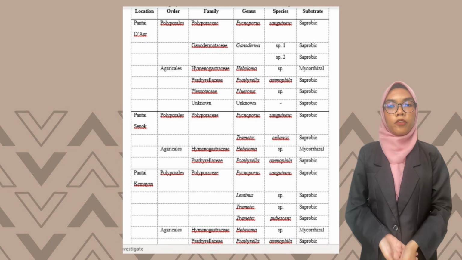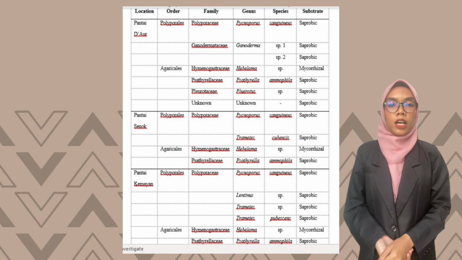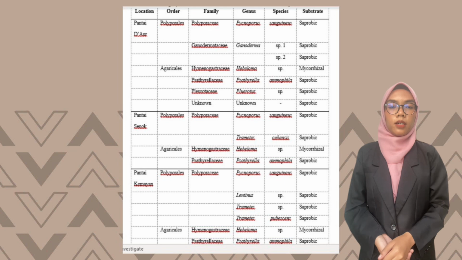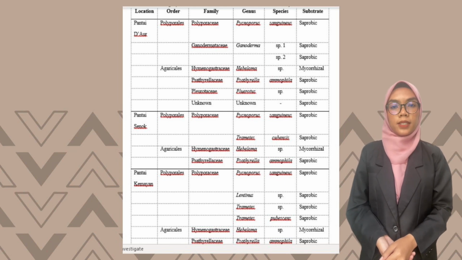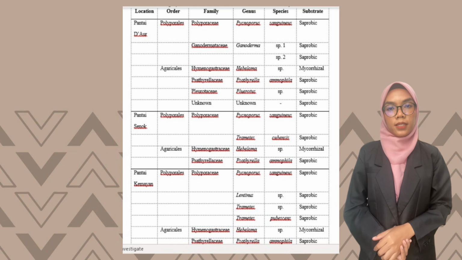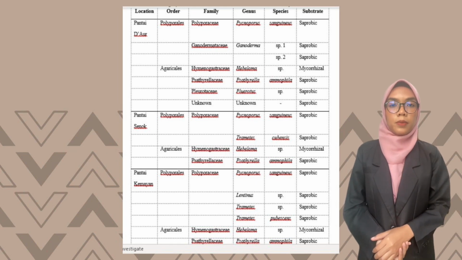Only 70 macrofungal specimens were collected at the 3 sites in Bachok: Pantai Diaur with 7 specimens, Pantai Senok 4 specimens, and Pantai Kemayan 6 specimens. With respect to macrofungal species, a total of 10 species were successfully identified, which were Pycnoporus sanguineus, Hebeloma species, Xerula ammophila, Ganoderma species 1, Ganoderma species 2, Pleurotus species, Tremetes cubensis, Lentinus species, Trametes species, Trametes pubescens. Only 1 species could not be identified.